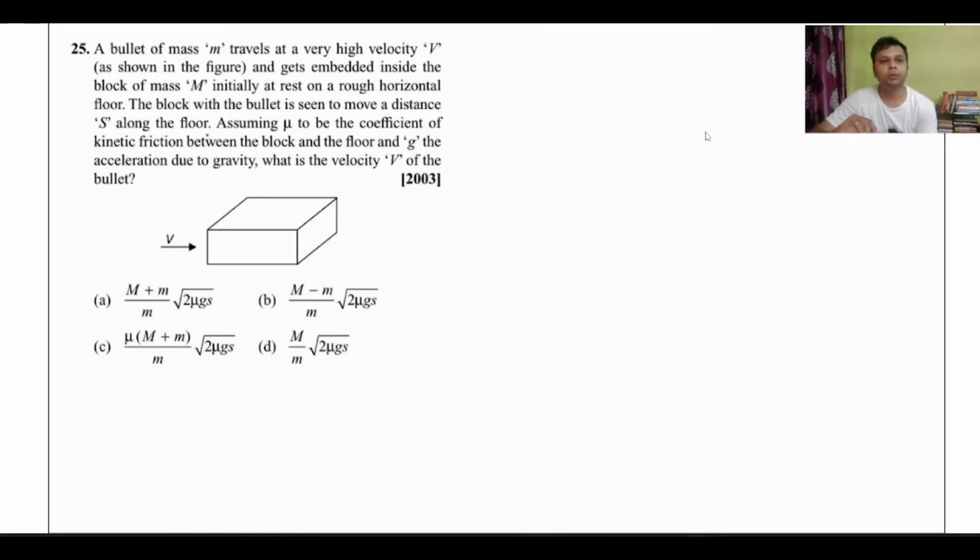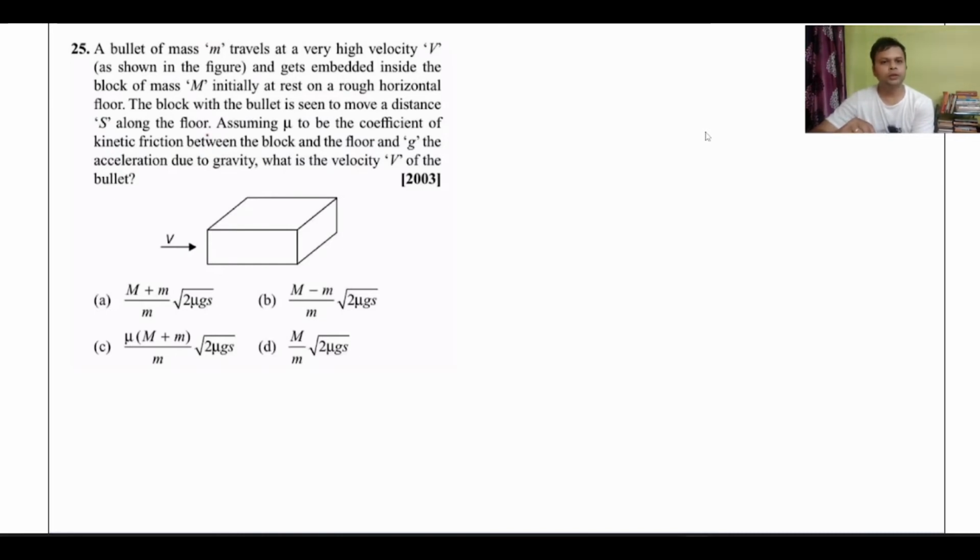Okay, let us see. A bullet of mass m travels at a very high velocity v, and gets embedded inside a block of mass M initially at rest on a rough horizontal floor. The block with the bullet is seen to move a distance s along the floor.